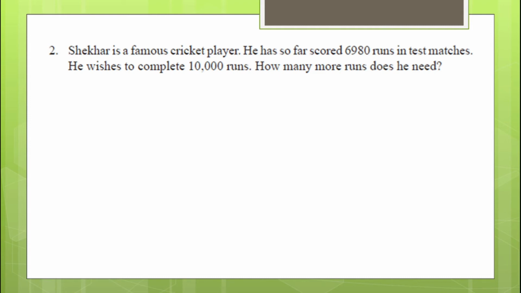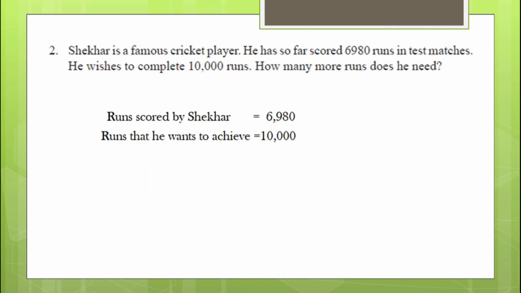So what is given? His score is given, right? Runs scored by Shekhar is 6,980. Then runs that he wants to achieve, that is 10,000, right? Then how many more runs does he need? So is it an addition or subtraction? We have to find how many more runs. More runs means we have to find the difference, right?